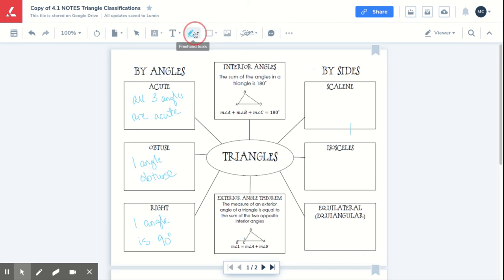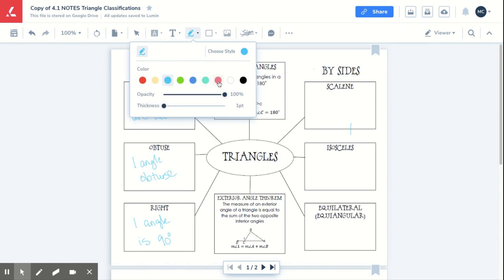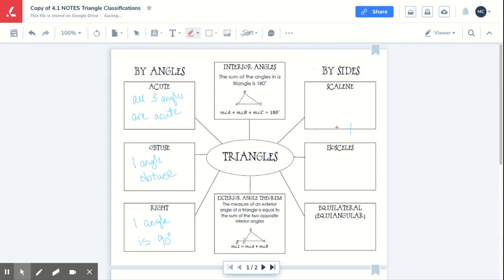We could also classify our triangles by the sides, so by the relationship between the sides. A scalene triangle is a triangle where no two sides are congruent. We would call it isosceles if it has two sides congruent.